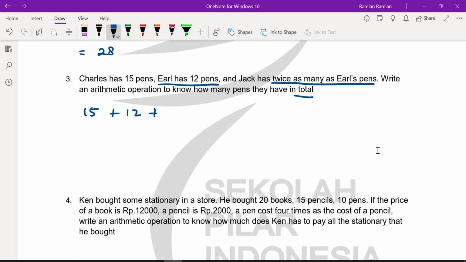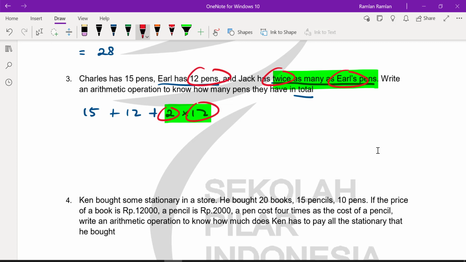So you're going to add the number of Jack's pens, which is twice as many as Earl's. Earl has 12, which means that Jack has 2 times 12. Can you see that twice as many as Earl's pens is 2 times 12, because twice means 2, right? And then Earl's pens is 12, so this is 12 over here, right? So you write down like this. Okay, and then you can write this down as equal to, again guys, this is using the BODMAS concept. You're going to do this one first, right? 2 times 12. I'm just going to write down 15 plus 12 over here. We don't have to do anything with that.